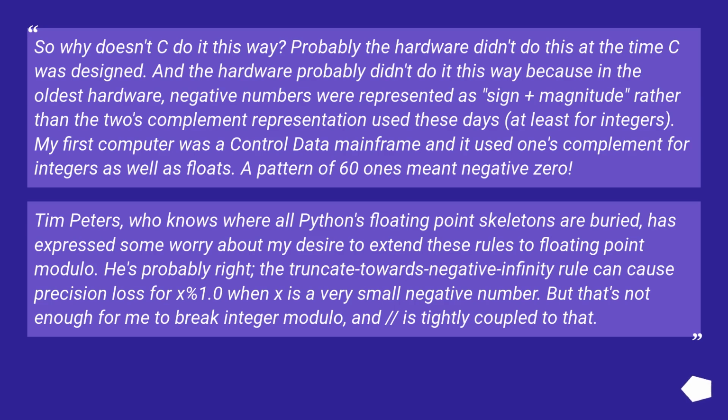Tim Peters, who knows where all Python's floating point skeletons are buried, has expressed some worry about my desire to extend these rules to floating point modulo. He's probably right. The truncate towards negative infinity rule can cause precision loss for x % 1.0 when x is a very small negative number. But that's not enough for me to break integer modulo, and // is tightly coupled to that.